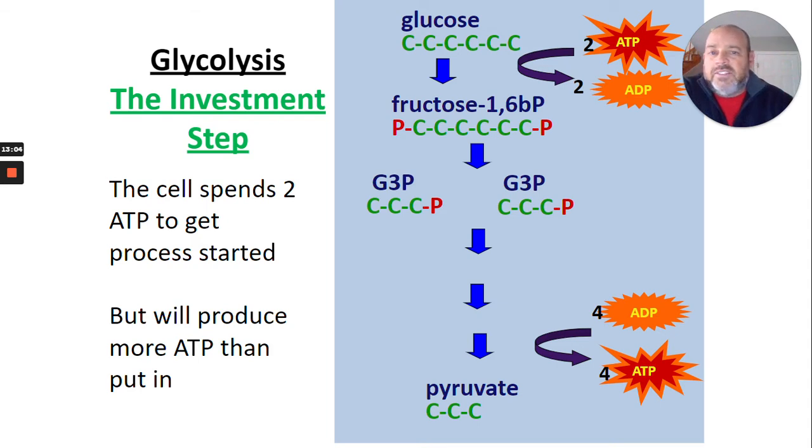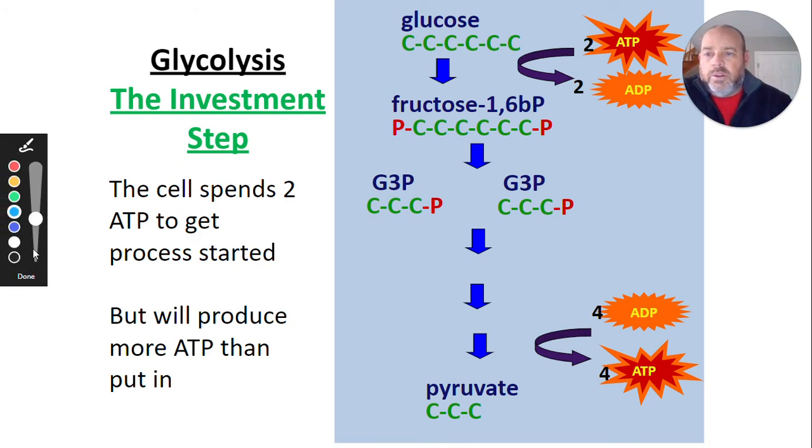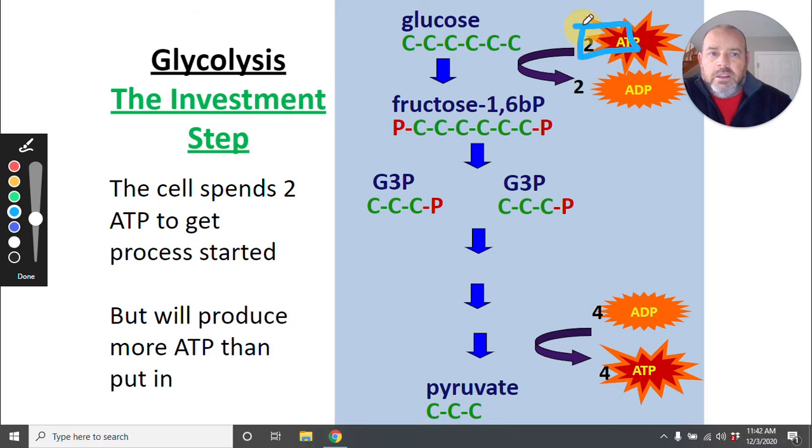Glycolysis is the investment step. This is where we spend a little energy, a little ATP in order to get the ball rolling so that we can then get some more ATP out in the end. So we're going to spend, let me grab my pen. We're going to spend up here a couple ATP up here, and so we're going to end up with 2 ADP here.